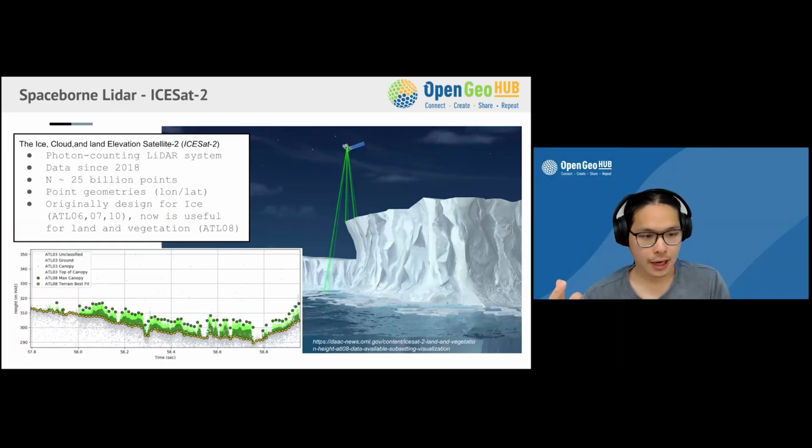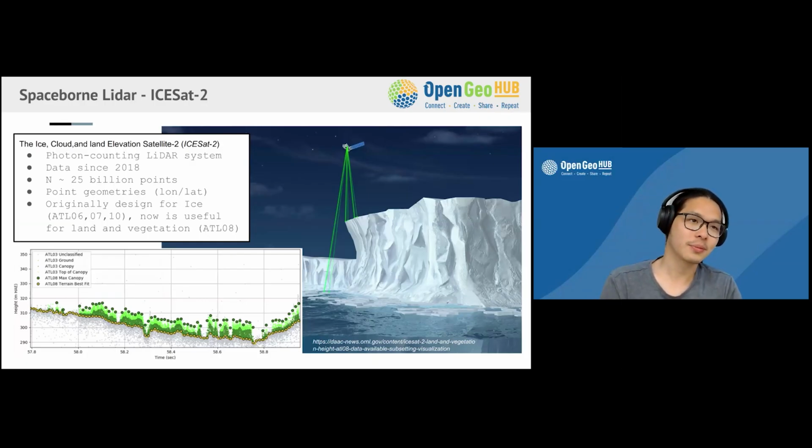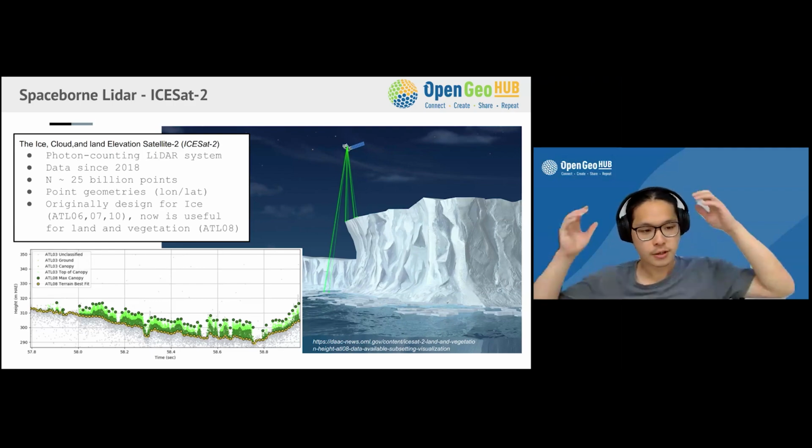Another spaceborne LiDAR is called ICESat-2. ICESat-2's whole name is Ice, Cloud and land Elevation Satellite. As the name suggests, ICESat was usually used to measure the height of the ice, to understand how global warming impacts our ice. It has global coverage up to 90 degrees south and 90 degrees north. It also started operating in 2018 and has 25 billion points so far up to 2023. This is the product that we are going to introduce. They also have the point geometry.